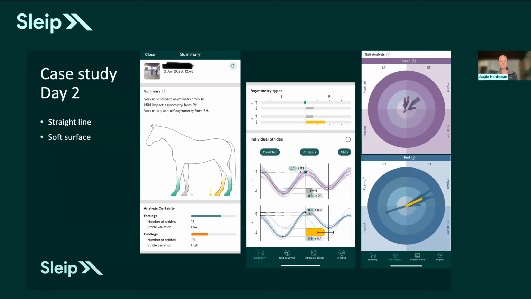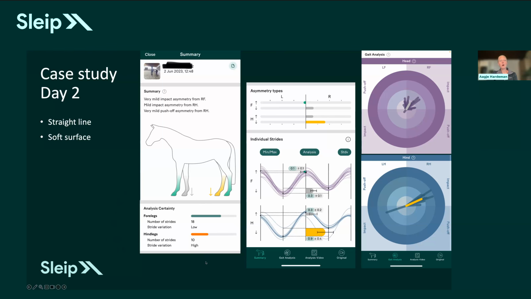This is the same horse a bit later on the soft surface. And yeah, let's go through the data. Usually I would prefer you to do that yourself, but that's a bit difficult in this session. So I'll just guide you through it. You still see the yellow limb on the right hind, but you also see now a gray limb on the right front.